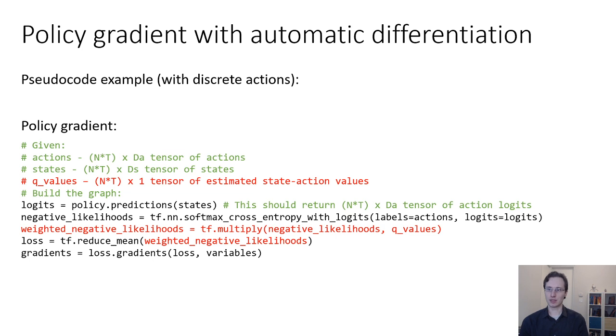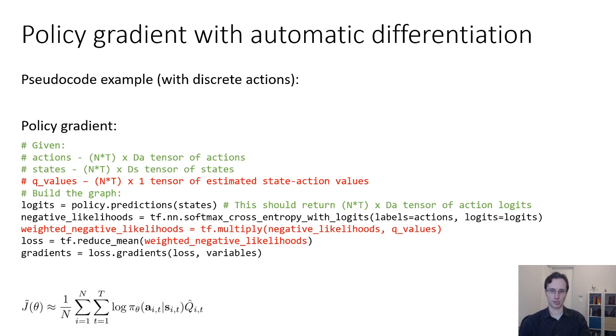To implement policy gradients, you just have to put in weights to get a weighted likelihood, and those weights correspond to those reward-to-go values. So I'm going to assume that the reward-to-go values are all packed into a tensor called q_values, which is an n times t by 1 tensor. And then after I calculate my likelihoods, I'll turn them into weighted likelihoods by pointwise multiplying them by the q values. And that's the only change that I make. Then I mean reduce those, and then I call their gradients.